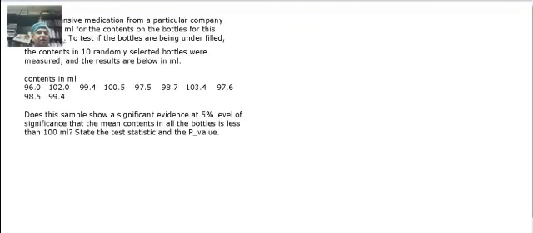So now it says an expensive medication from a particular company states this as the contents of the bottle. Now the thing is, somebody wants to test if the bottles are underfilled, that is, really there is not as much amount as the label indicates.